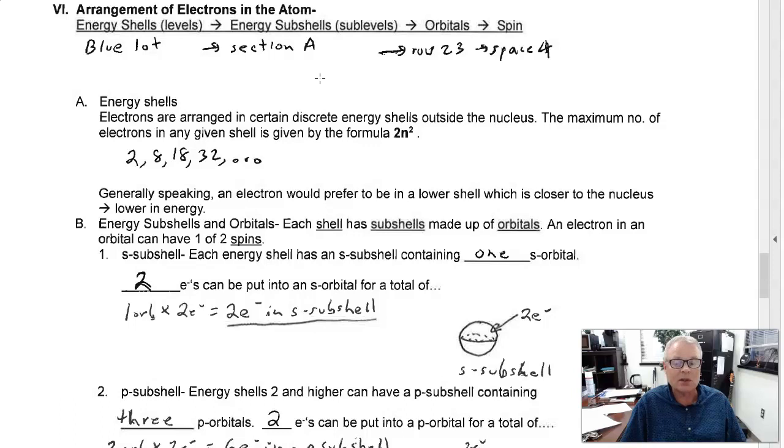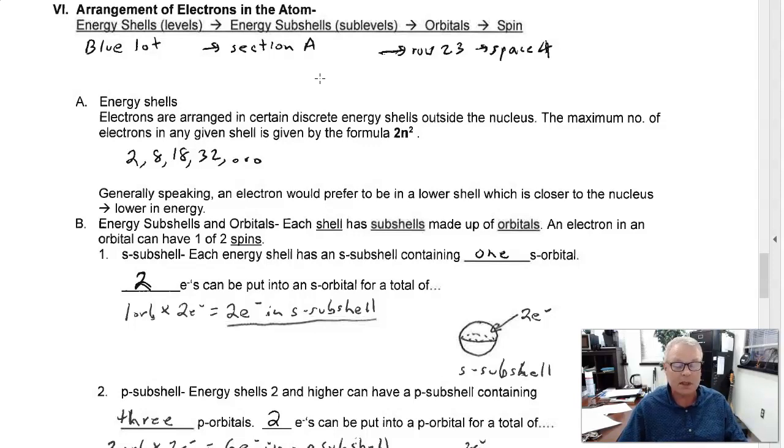All right, 3 squared is 9. 9 times 2 is 18. 18 electrons in the third energy shell. 4 squared is 16. 16 times 2 is 32. 32 in the fourth. 5 squared is 25. 25 times 2, 50 electrons in the fifth energy shell. Do you see a trend here that's forming? Notice as you go up in energy shells, the number of electrons you can fit in each successive energy shell is larger and larger and larger.